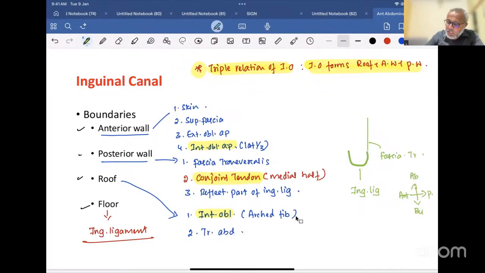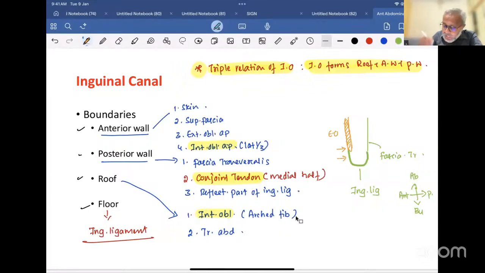What is the anterior wall formed by? The anterior wall is formed by a muscle. Now, what muscle will you write here? What is the first muscle that we have? The first muscle is the external oblique. The external oblique aponeurosis will continue downward as the inguinal ligament. So remember, the inguinal ligament is a modification of the external oblique aponeurosis.